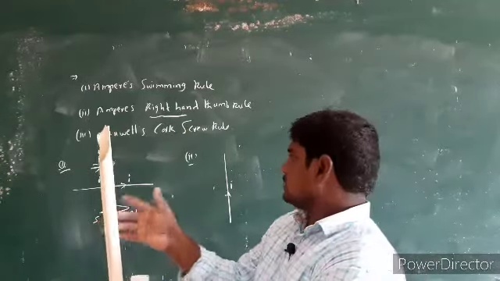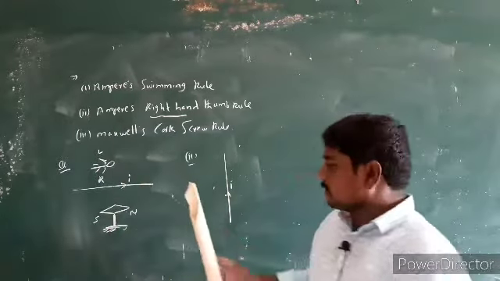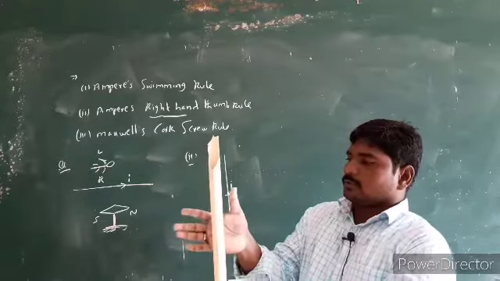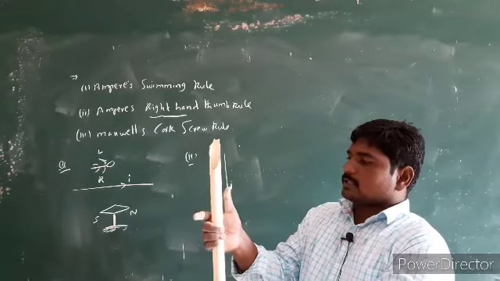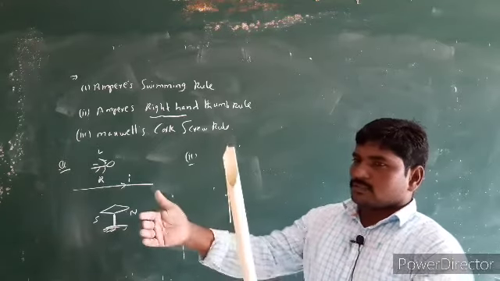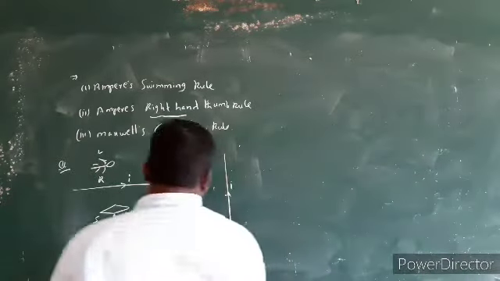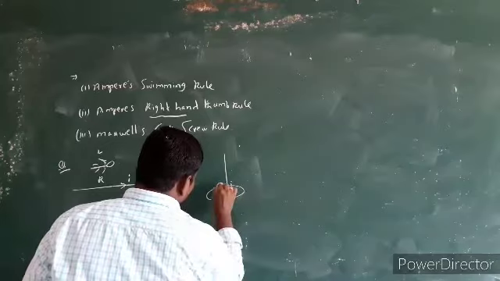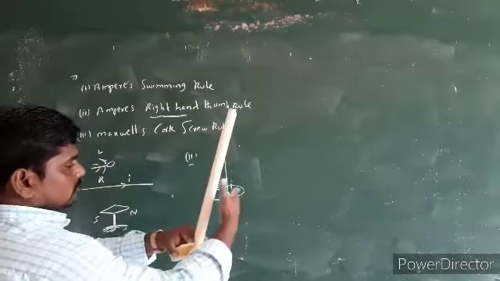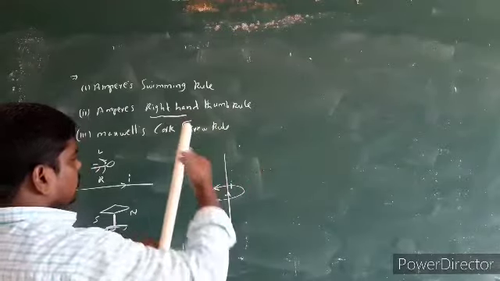Now, consider this is a conductor carrying current upwards like this. This is the direction of the current in the conductor. Now, I am folding the fingers. The folding fingers give the direction of magnetic field. The fingers are folded like this. The folding fingers give the direction of magnetic field.